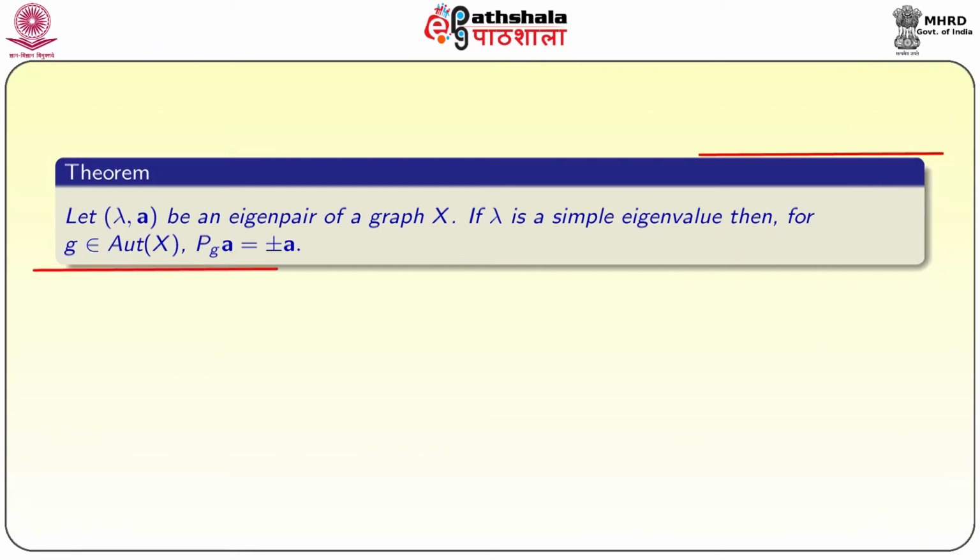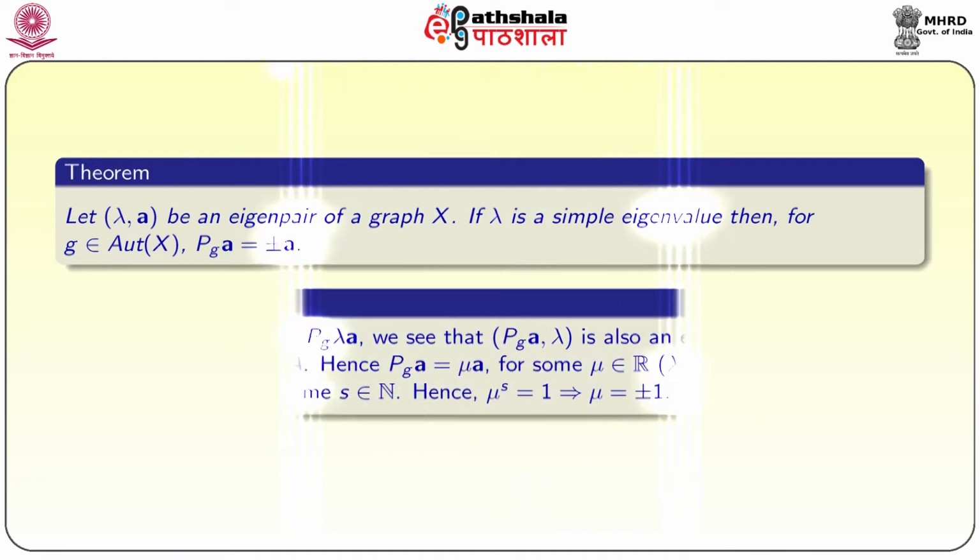Now, we are going to prove an important result. Let (lambda, a) be an eigenpair of X. If lambda is a simple eigenvalue and g belongs to Aut(X), then P_g a equals plus or minus a. That means the eigenvector a of X also behaves like an eigenvector of P_g, with eigenvalue either plus 1 or minus 1.